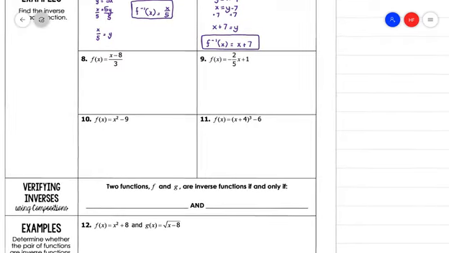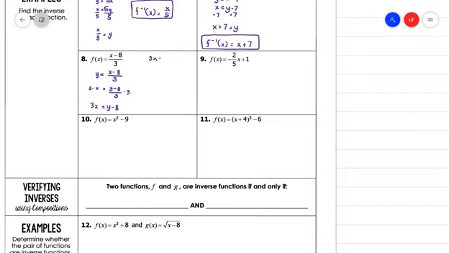Then on number 8, this is y equals x minus 8 all over 3. We'll replace them, so x equals y minus 8 over 3. And I want to get the y by itself. So first thing I'm going to do is multiply by 3. I get 3x is equal to y minus 8.